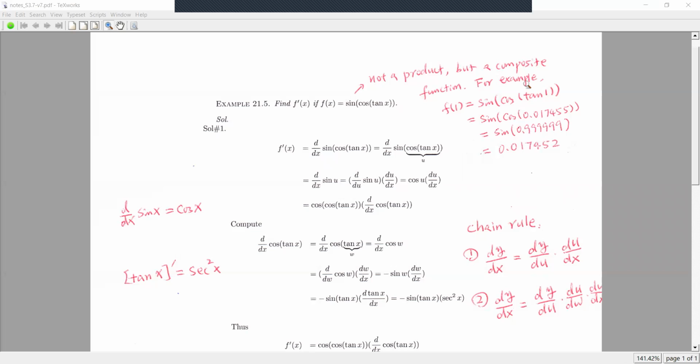For example, if you want to compute the function value at 1, then you need to first compute tangent of 1. Tangent of 1 is this number. Then compute cosine of this number. Cosine of this number is this number. Then sine of this number. This is the function value at the point 1.